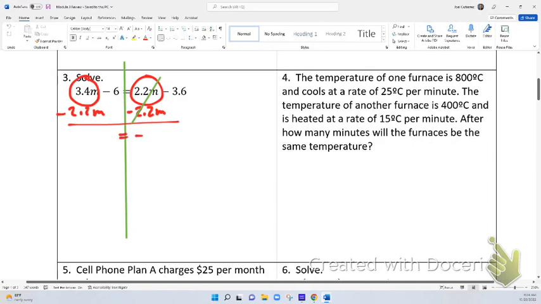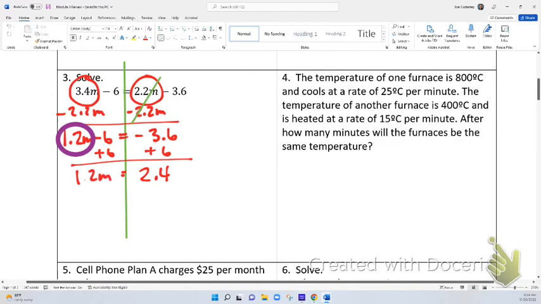On the right side, you bring down the negative 3.6. On the left side, 3.4 take away 2.2 gives you a 1.2m, and then you bring down the minus 6. Because we're trying to solve for m, we have to add 6 to both sides. When we add 6, this gives me a positive 2.4 on this side. This one gives me a 1.2m on this side. You divide both sides by 1.2.